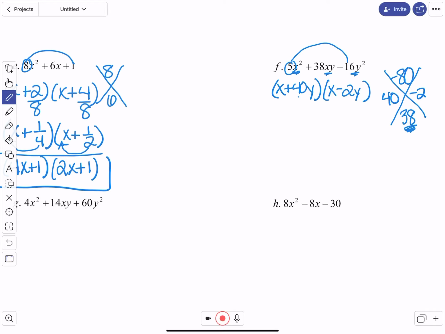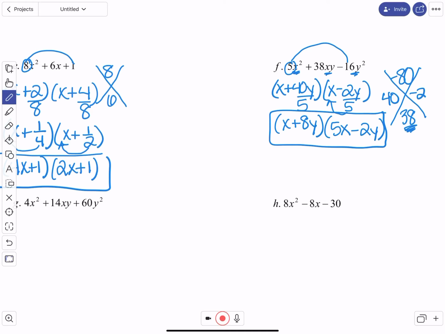You divide by the 5. All right, so 40 divided by 5 right here is going to be 8. So we get x plus 8y. Then the 2 over 5, it doesn't reduce, so it's bottoms up. We get 5x minus 2y. Okay.